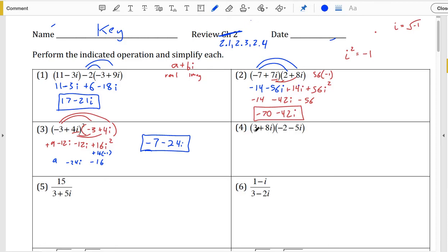So we've got 3 times negative 2, it's negative 6. 3 times negative 5i, it's negative 15i. Then we've got the 8i times the negative 2, that's negative 16i. And 8i times negative 5i is minus 40i squared. So again, this i squared right here becomes negative 1. This becomes plus 40, because it's negative 40 times negative 1, which is positive 40. This positive 40 combines with this negative 6 to make positive 34. And then those two i terms combine to be negative 31i. So we have 34 minus 31i as our final answer there.